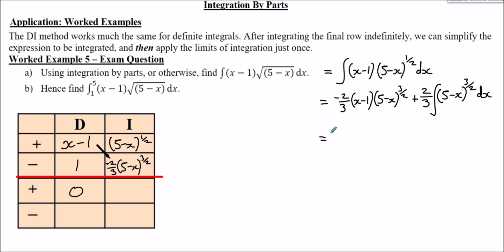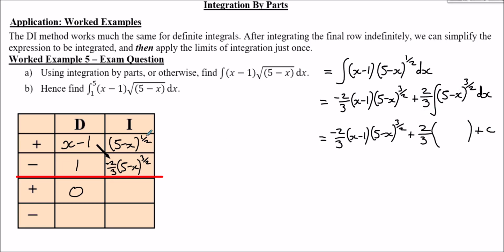So this bit we can stay as it is: x minus 1, 5 minus x to the 3 over 2. This here, I'm going to get 2/3 multiplied by what we get to integrate this, plus, of course, the constant of integration at the end.